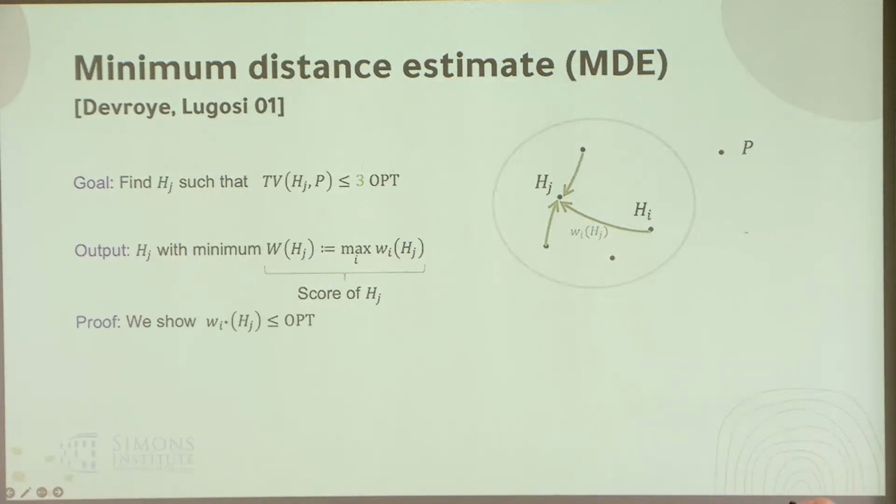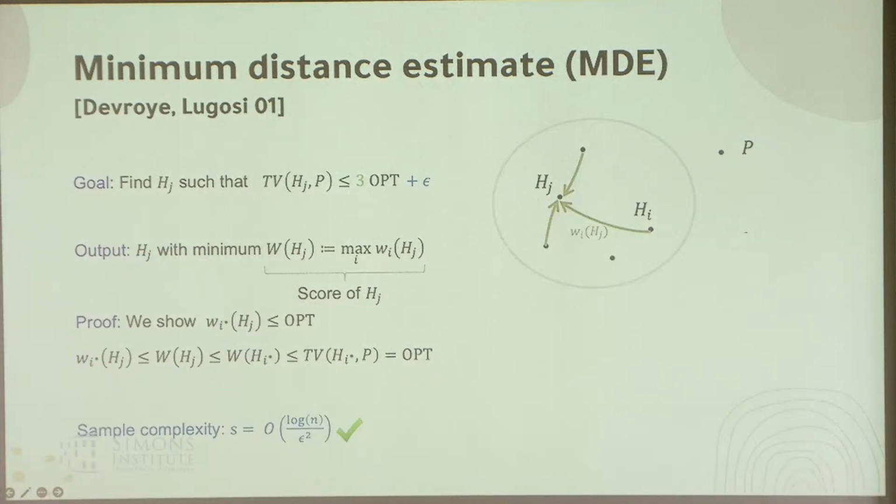The proof from here is essentially two lines, based on the observation that I told you before. We need to show that this particular special edge that I talked about is bounded by opt. Now it's clear. It's always upper bounded by the score of Hj, and that score is minimum by construction. So it's smaller than the score of any other hypothesis, including the best hypothesis, Hi star, and the score of Hi star is always a lower bound for TV, so it's smaller than opt. So I showed that the special edge of the Hj that I output is bounded by opt, so it's the 3-opt guarantee that I want.